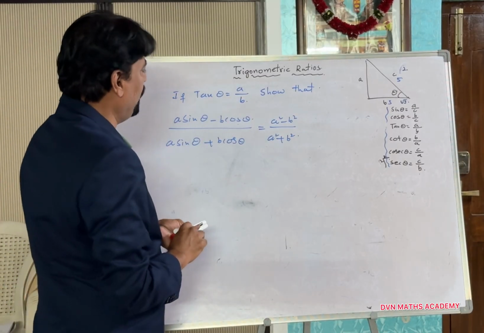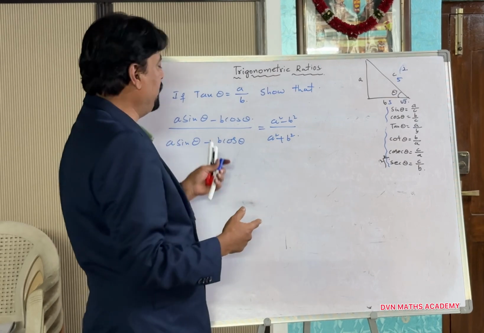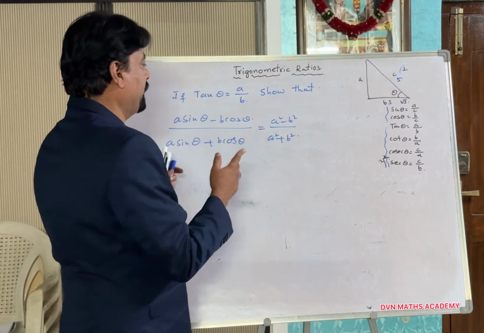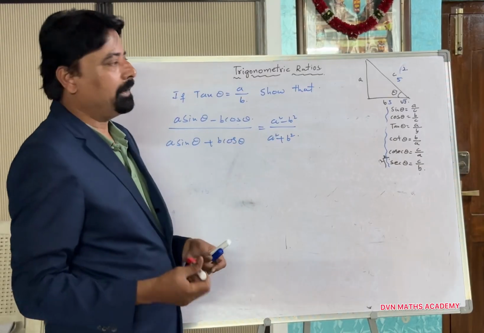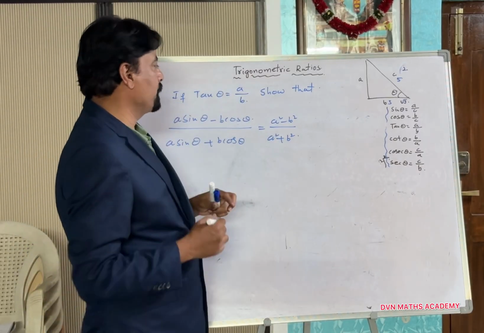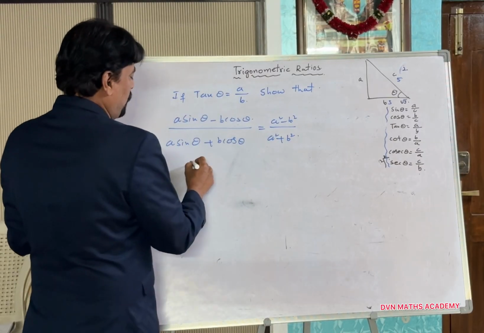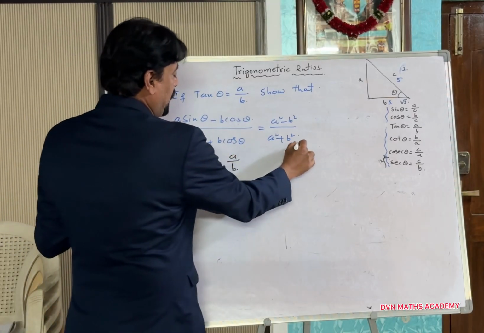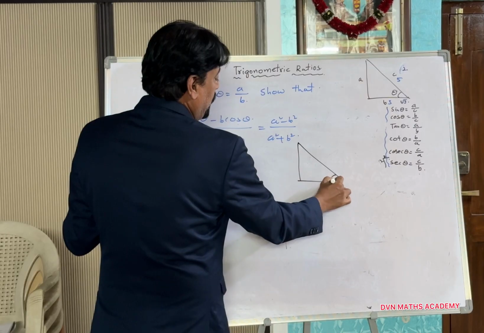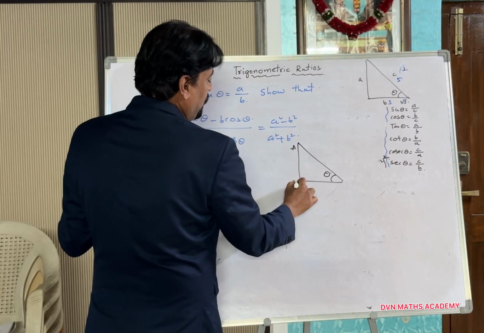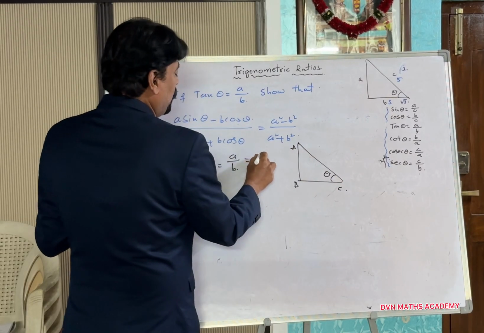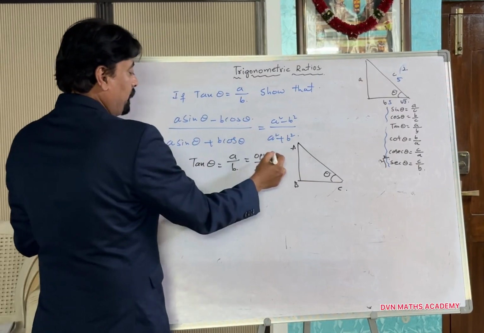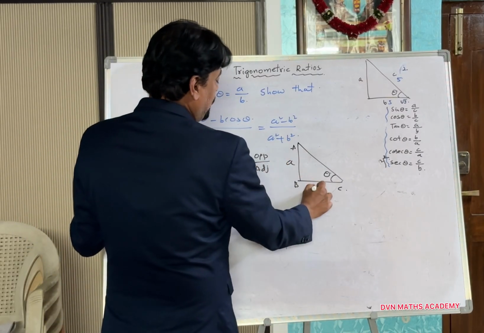This question can be solved within 1 second using the componendo and dividendo rule. But if you do it like that, you won't get full marks for that question, so you should go with the trigonometric ratios only. It is given tan theta is equal to a by b. Just take a right angle triangle. Here you take theta, this is A, B, C. Tan theta is equal to opposite by adjacent. So take opposite as a and adjacent as b.